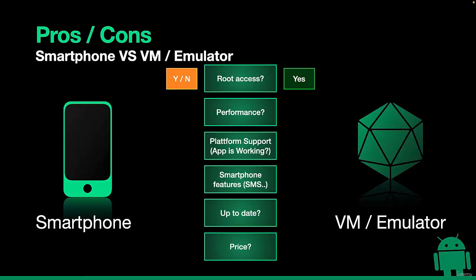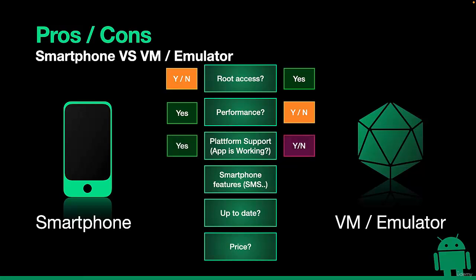Using a virtual machine or emulator, you gain root access directly. So that's definitely a pro for virtual machine. Performance. I mean, on a smartphone, this is the best performance we can encounter. Using a virtual machine or emulator, if you have enough resources, it's also perfectly fine. Next, we have the platform support, and here I mean whether all these applications work on both instances. On a real smartphone, of course, yes, and now it's getting tricky. On an emulator or virtual machine, it doesn't have to be the case.